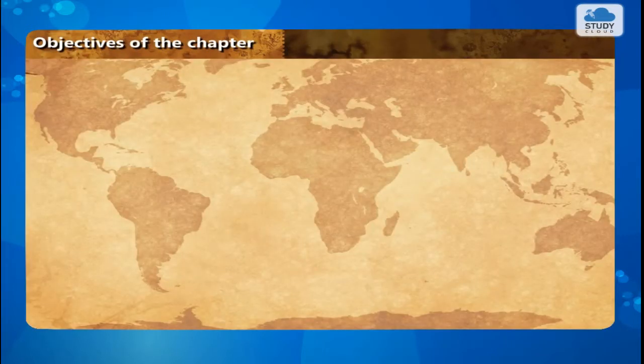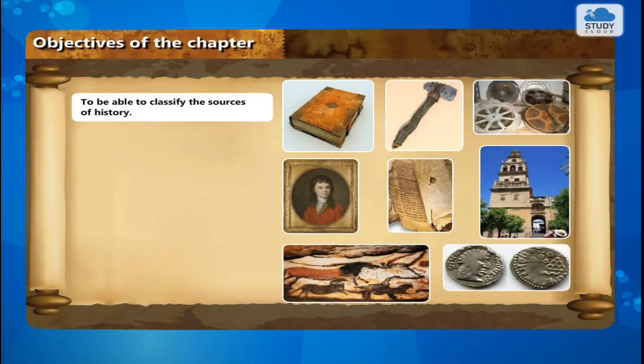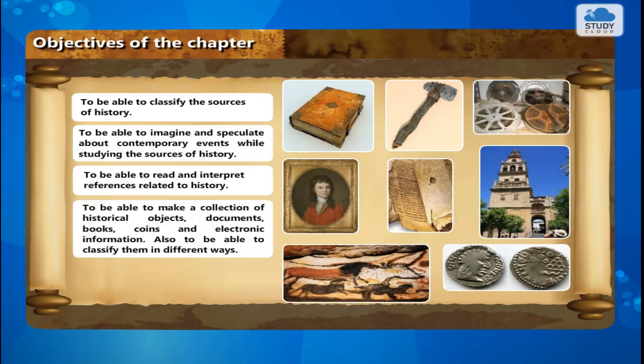Objectives of the chapter. To be able to classify the sources of history, to be able to imagine and speculate about contemporary events while studying the sources of history, to be able to read and interpret references related to history, to be able to make a collection of historical objects, documents, books, coins and electronic information. Also to be able to classify them in different ways. To interpret historical events objectively.